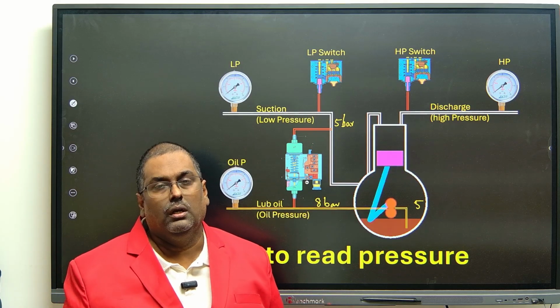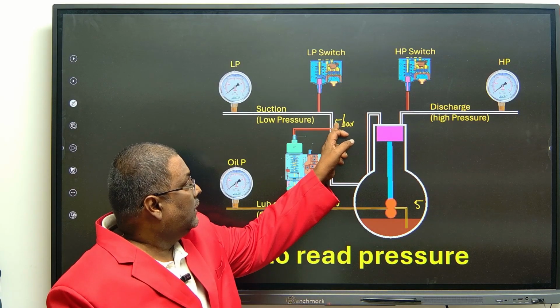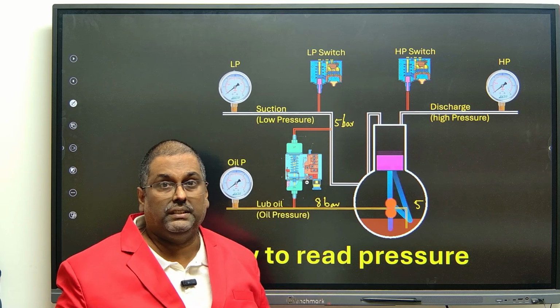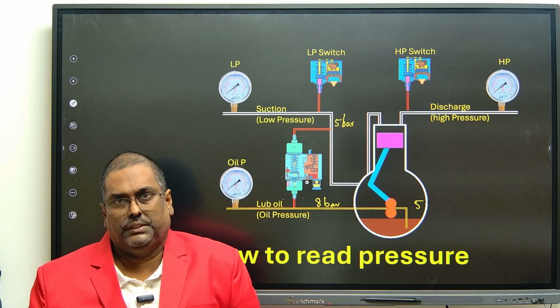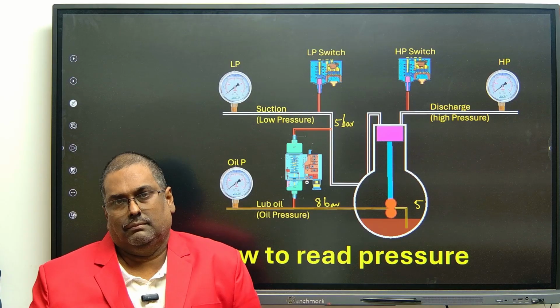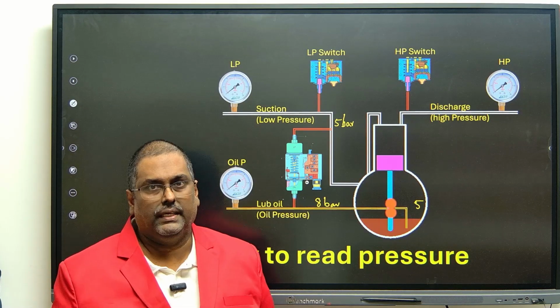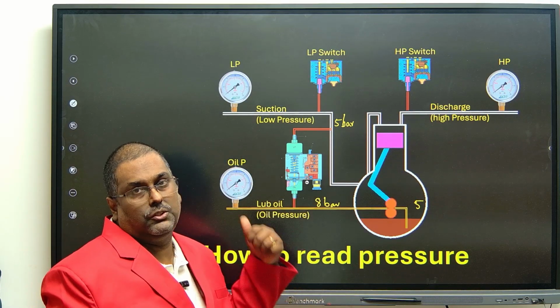What do we have to do? We have to use a differential pressure switch. Differential means the difference between the lube oil outlet pressure and the suction pressure. That difference should be 3, and it should not go below 1. That is the pressure you have to set. For that there is a special differential pressure switch.